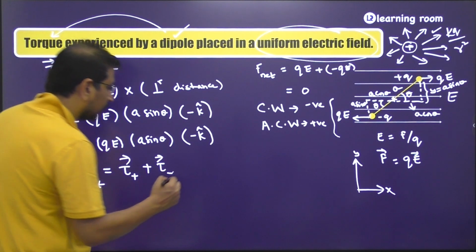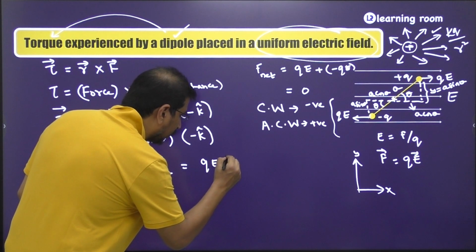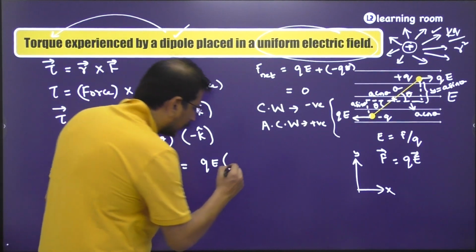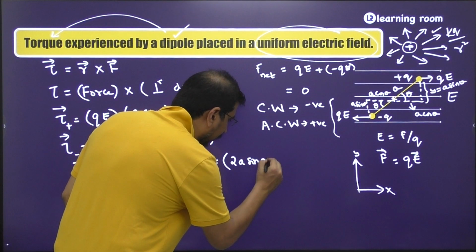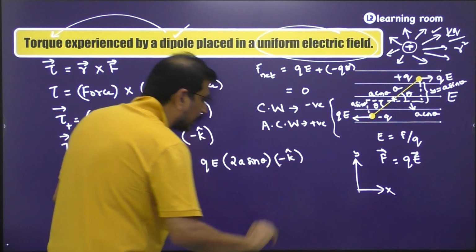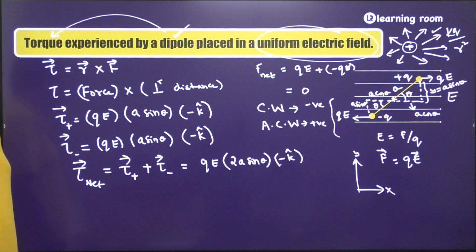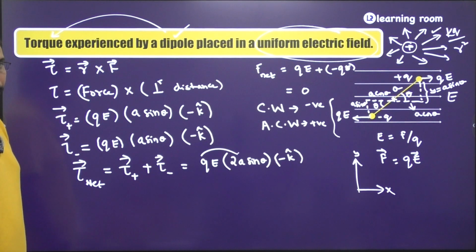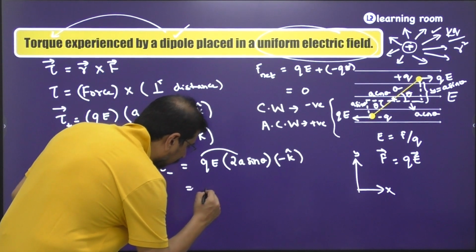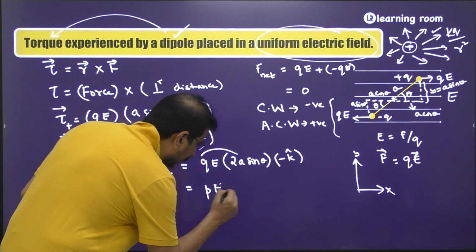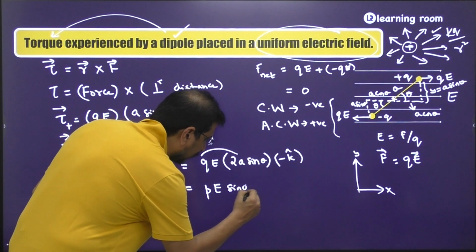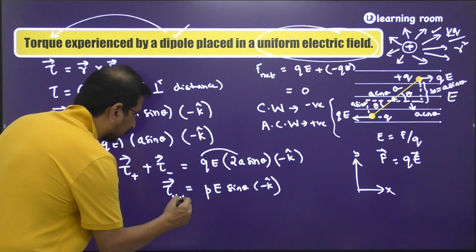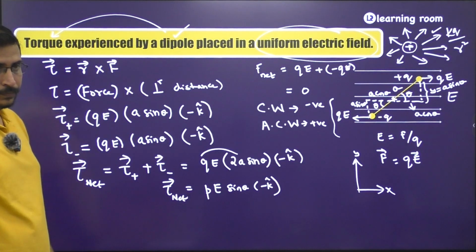So what is the torque due to the positive charge and negative charge summing up to? It is QE into A sin theta plus A sin theta, which is going to be 2A sin theta, in the negative direction of k cap. Right. Now it's simple. What is this Q into 2A? It is P into E. So this is P into E, and you're left with sin theta and negative of k cap, which is the net torque that is experienced. So this is the torque that we are trying to answer.